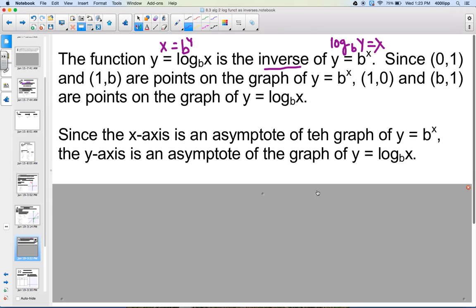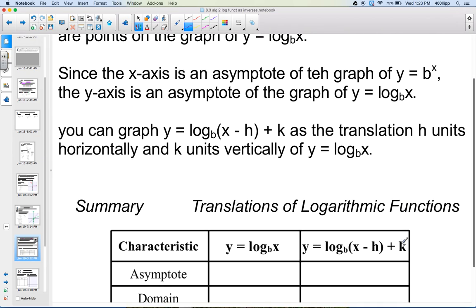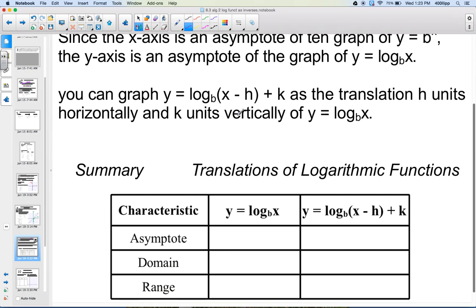So we went over this a little bit before when we were graphing them, but it says since the x-axis is the asymptote of the graph of y equals b to the x, the y-axis is now the asymptote of the graph of y equals log base b of x. And then we're going to have our translations, like always.